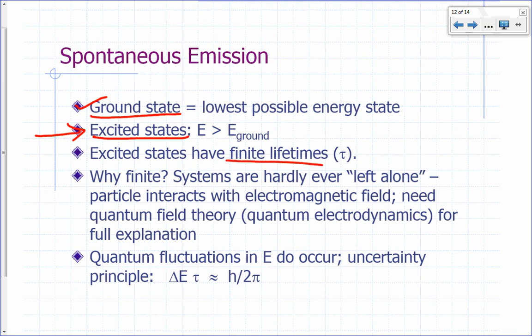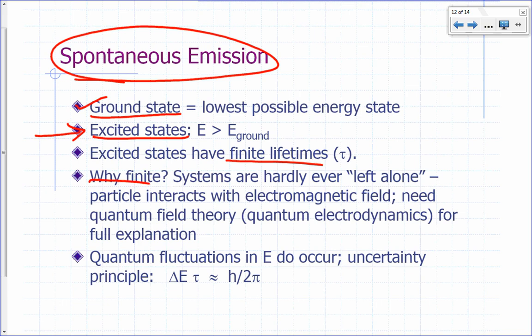That's how you produce emission spectra, right? So you make atoms and molecules in the excited state. They do have finite lifetimes. They eventually decay, we say decay back to the ground state, and in the process emit light. That emission of light by an excited state, all by itself, is called spontaneous emission.